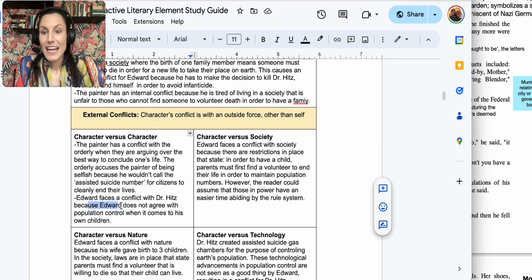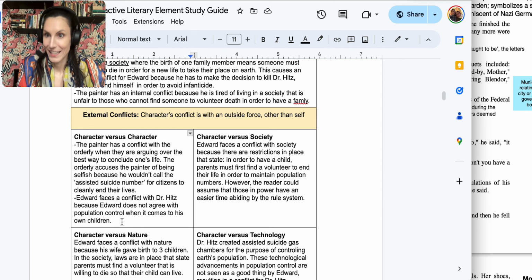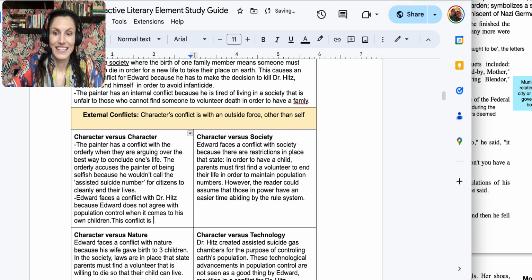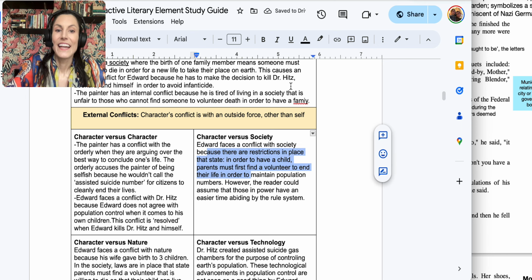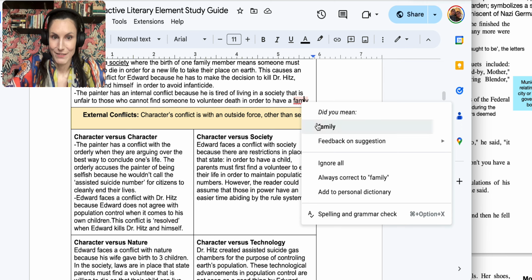We can say Edward has this conflict with Dr. Hitz because he kills him. We could say this conflict is resolved when Edward kills Dr. Hitz and himself. And then we would obviously have character versus society, right?